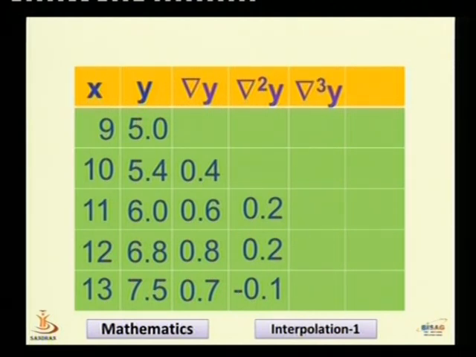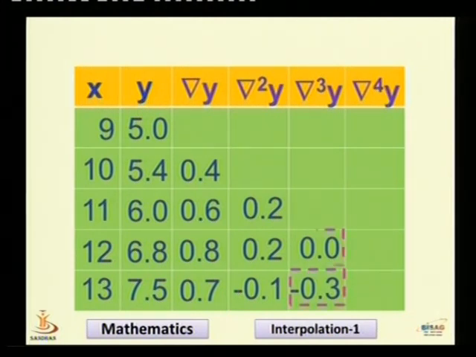Now, let us evaluate the third order backward differences. Nebla cube y5 will be evaluated as minus 0.1 minus 0.2, which will give us minus 0.3. Nebla cube at the fourth point y4 is 0.2 minus 0.2, which will give us the value 0. The fourth order backward difference at the last point is evaluated as minus 0.3 minus 0, which will give us minus 0.3. So this is how we have constructed a backward difference table.